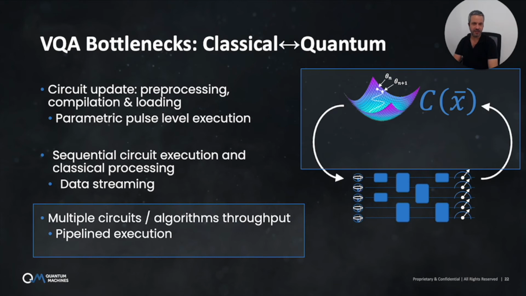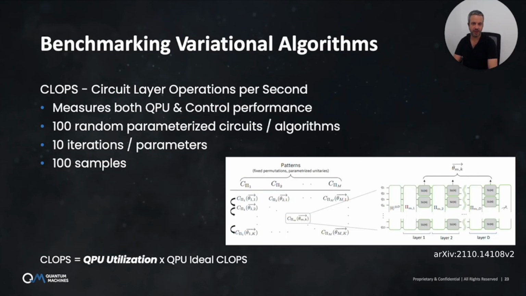Last, let's look at the overhead of executing multiple circuits, for example, of multiple algorithm instances. But first, let's look at the benchmark for VQA throughput. CLOPS, circuit layer operations per second, was introduced by IBM as a means to benchmark a quantum computer's speed. CLOPS represents the execution of 100 concurrent VQA algorithms updated with 10 parameter sets.